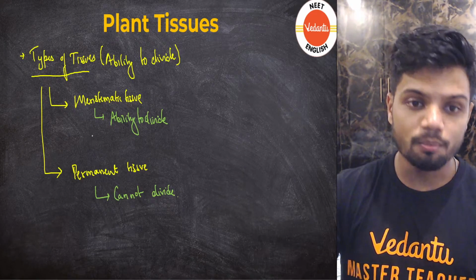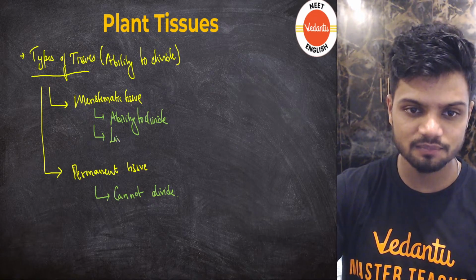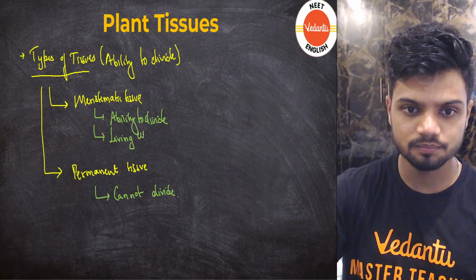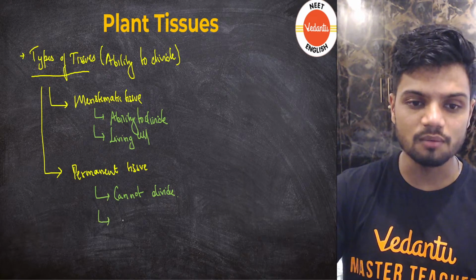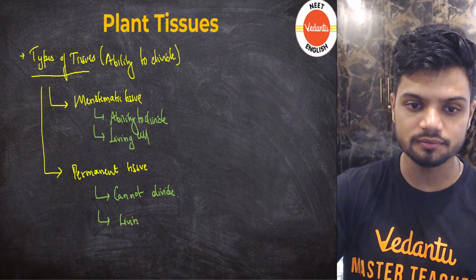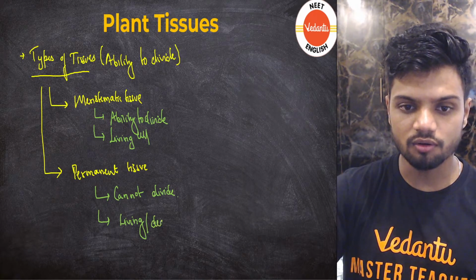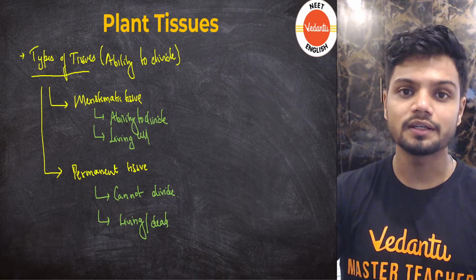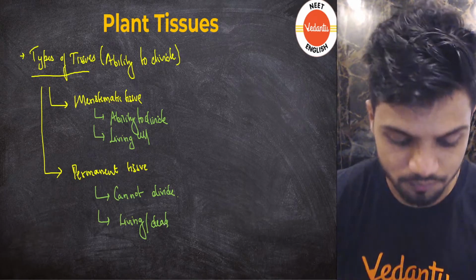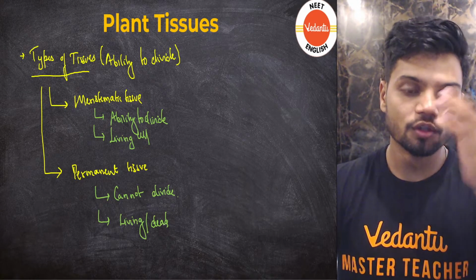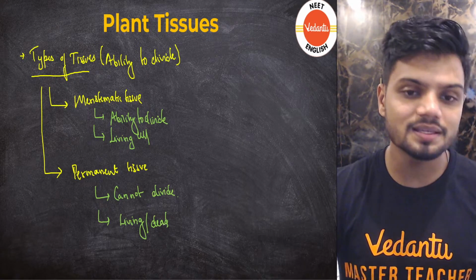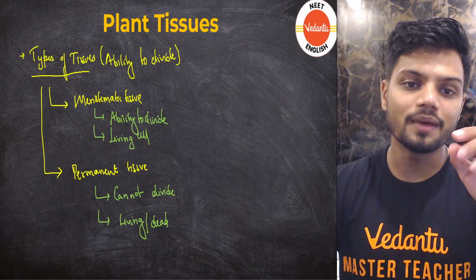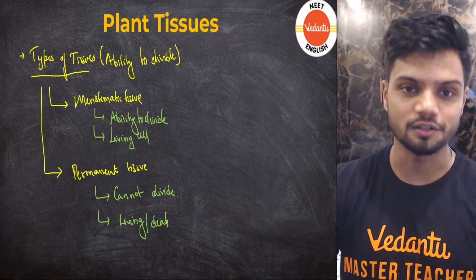Your meristematic tissues are made up of living cells. These permanent tissues can be living or dead. Both possibilities are there in the case of permanent tissues. Clear, all of you? So this is the basic classification between meristematic tissue as well as the permanent tissue.